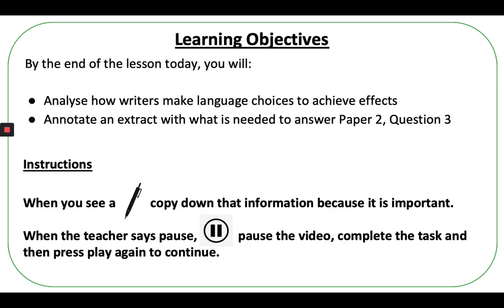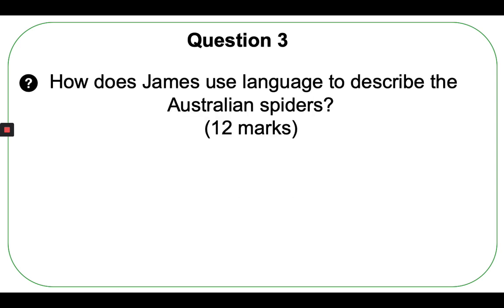Thank you. So, by the end of the lesson today, you will analyse how writers make language choices, and you will begin to annotate an extract with what is needed to answer Paper 2, Question 3. Today you'll be working a little more independently. So we're going to dive straight into question 3 without any question 1s or question 2 warm-ups, because I want to give you more time in the lesson today to work independently of me.